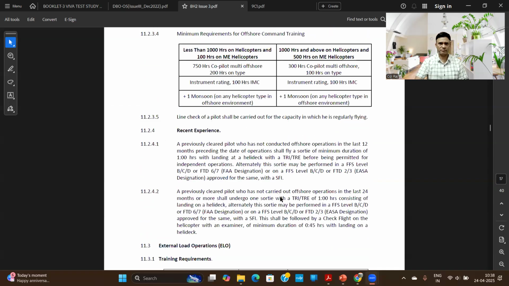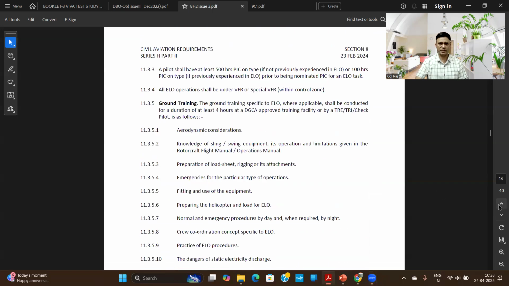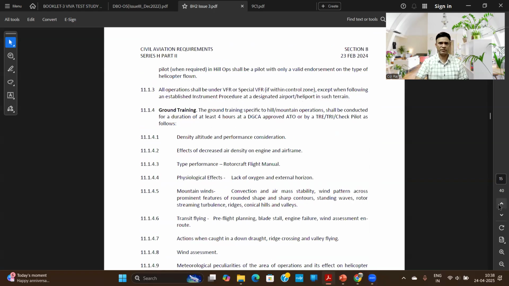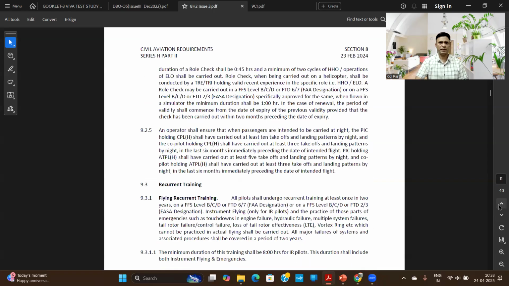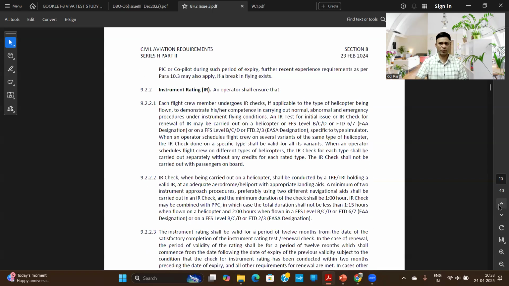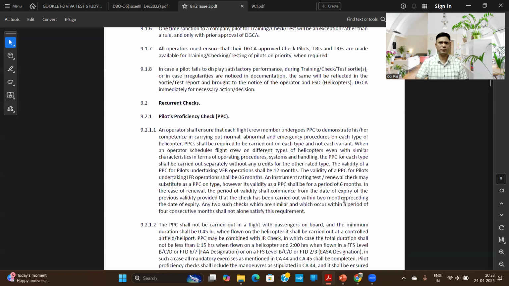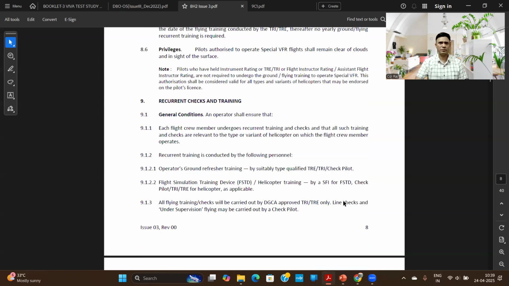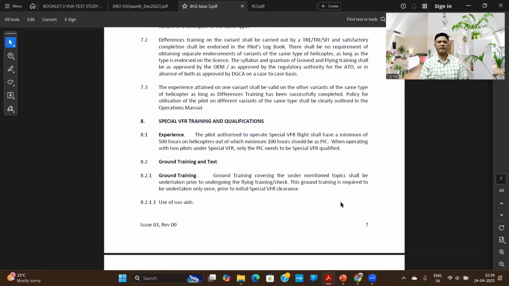Then you have external loads, hoist operations. All these trainings are given. Somewhere there is special VFR training also, which talks about ground test followed by... here it is, special VFR training, para 8. So firstly, you should have minimum 500 hours on helicopters, in which at least 100 hours should be PIC.